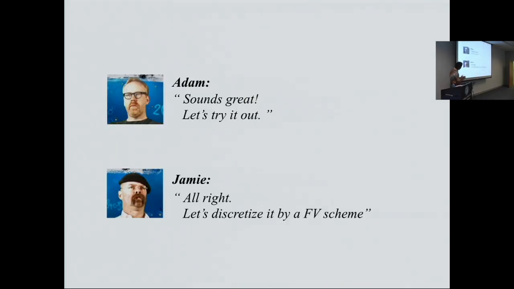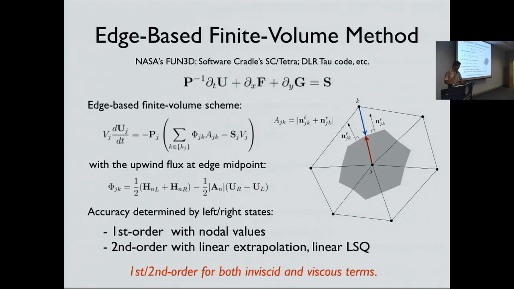So, let's try it. Let's discretize it by a finite volume scheme, because that's a very popular discretization method used in practical CFD codes, NASA's FUN3D, Software Cradle's scFLOW, Tetra, VLR code, etc. So that's the target equation. That's the hyperbolic Navier-Stokes with Rotary preconditioning, a conservative system with source term.